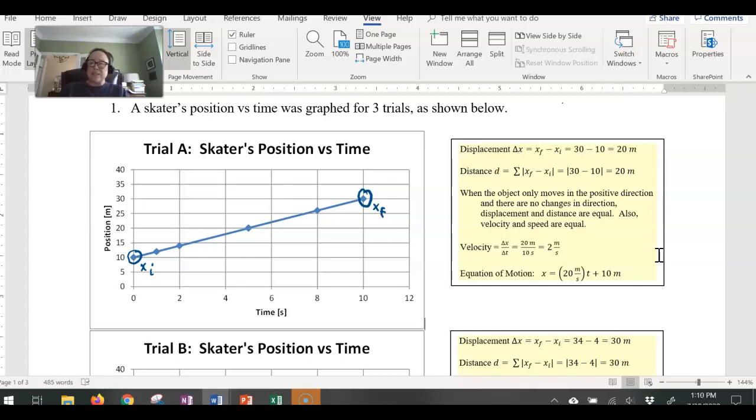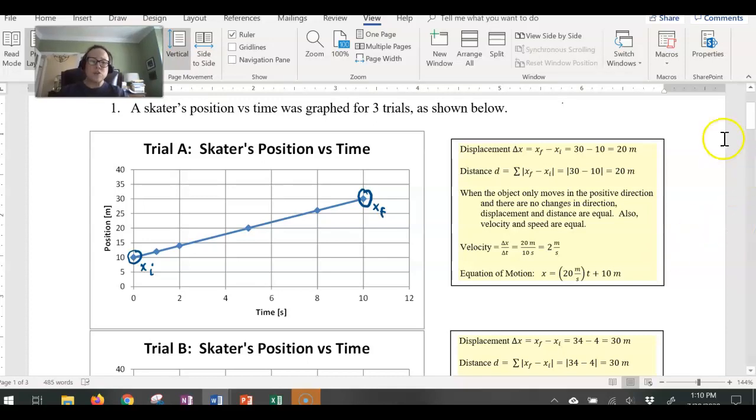The velocity is the displacement divided by the elapsed time, so the skater moved 20 meters in 10 seconds, and so the velocity is 2 meters per second. If I wanted to write an equation of motion to describe this skater's motion in trial A, it would be, the dependent variable is x, which means position. So the skater's position equals the slope, which is 2 meters per second, times the elapsed time, plus 10 meters, which was the y-intercept, or the starting position.